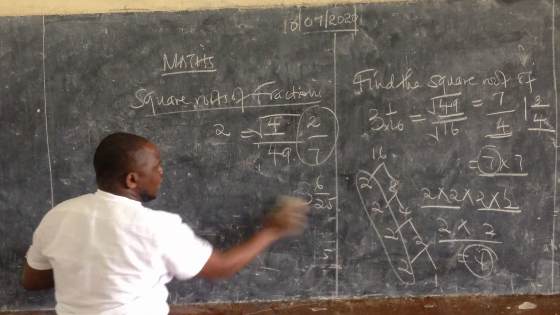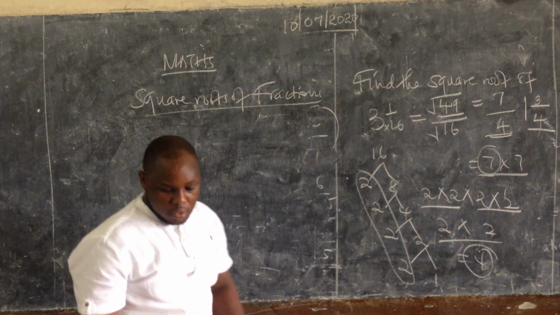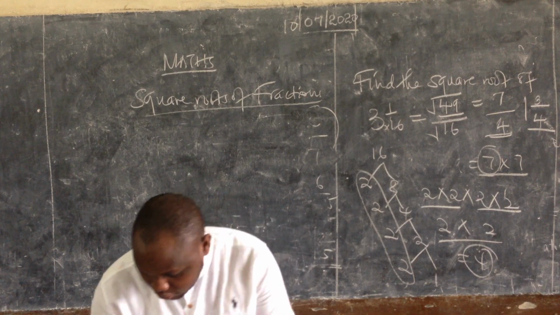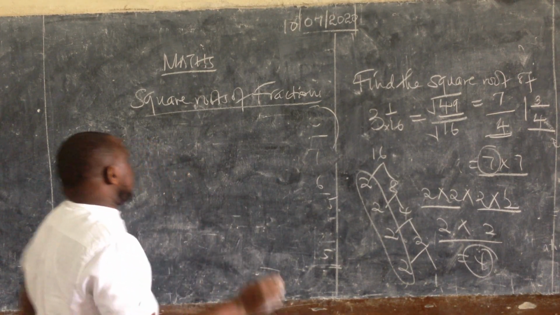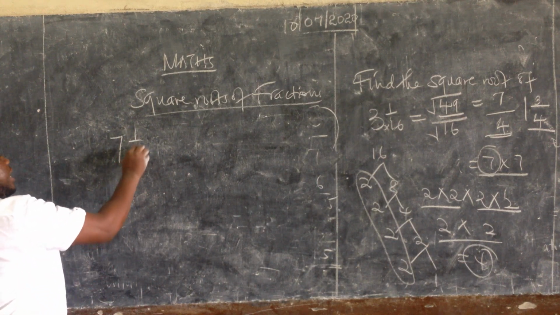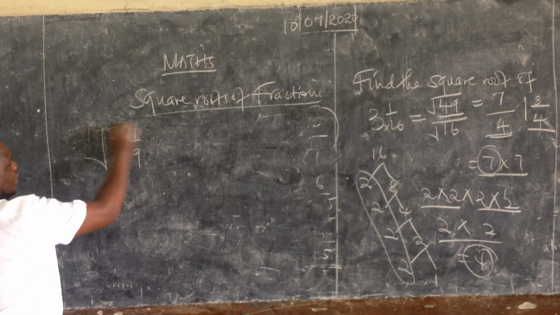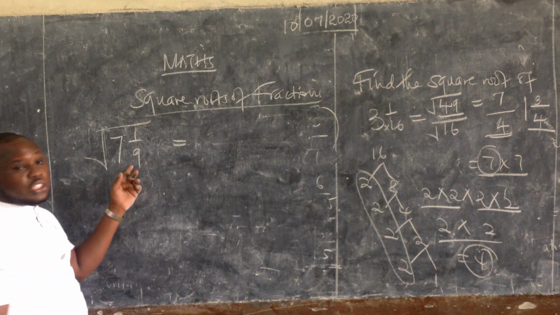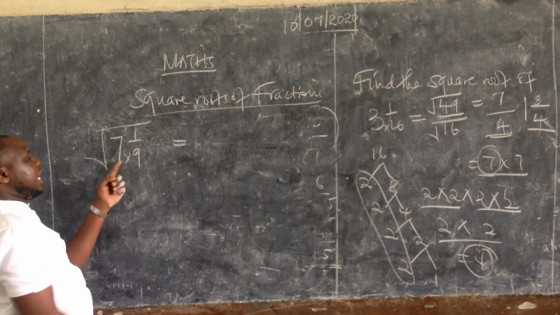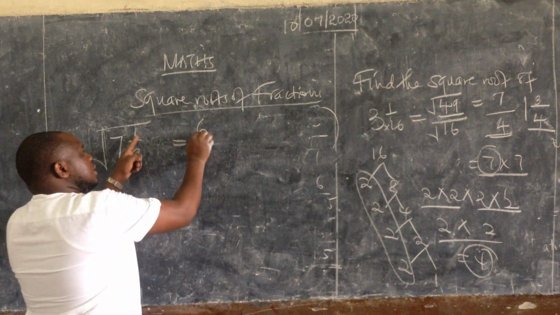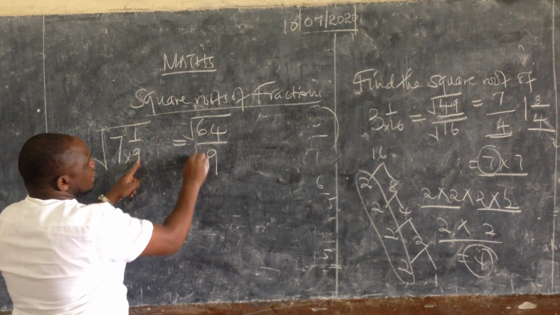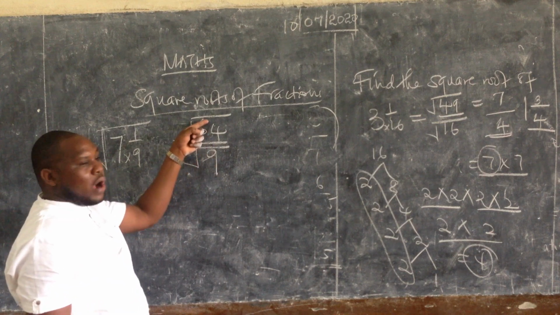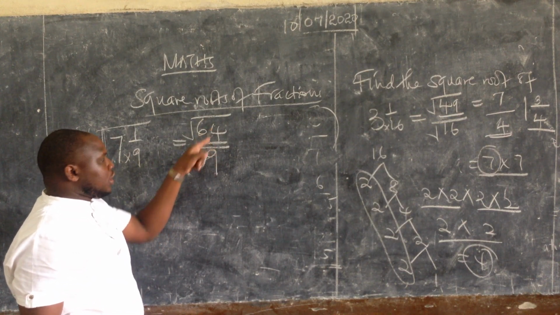Let me give you another example, Lana, of a question like: find the square root of 7 and 1 over 9. 7 and 1 over 9. We are getting the square root. So number 1 is to change this into an improper fraction. 7 times 9 is 63 plus 1, 64 over this 9 here. The square root of that and the square root of that. Don't get the square root of one and leave the other one. You must get both numbers.